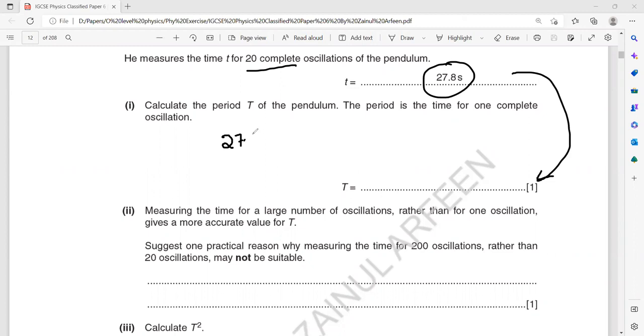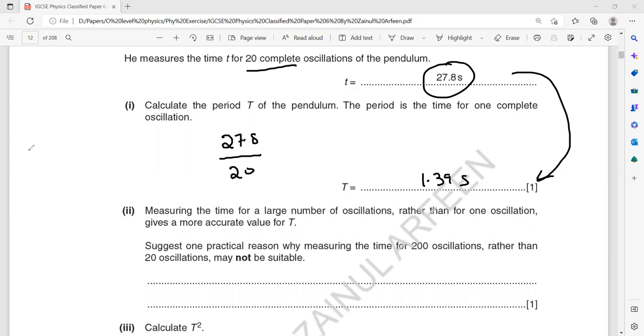So 27.8 divided by 20 equals 1.39. So this will be equal to 1.39, and the unit will be second. Then measuring a time, because we need the time for one oscillation.